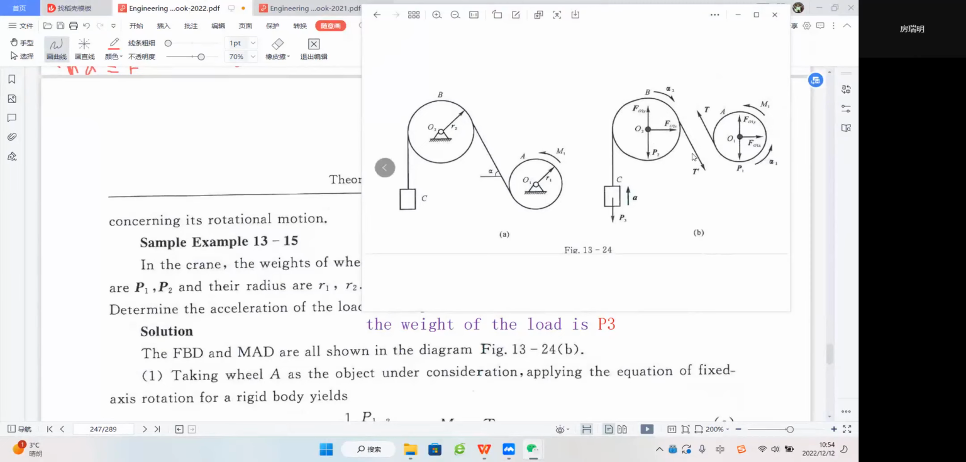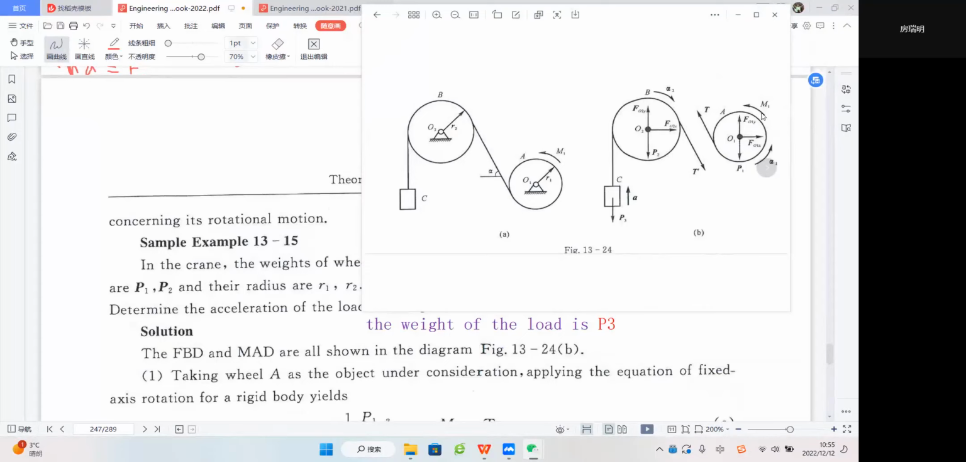And here we'll have a tension, and this time we just select this load and this wheel to be a whole system, so we do not give another tension here, right? And for this wheel, it will be action and reaction force T along this direction, because a string never pushes, always pulls. So always in the tension direction.